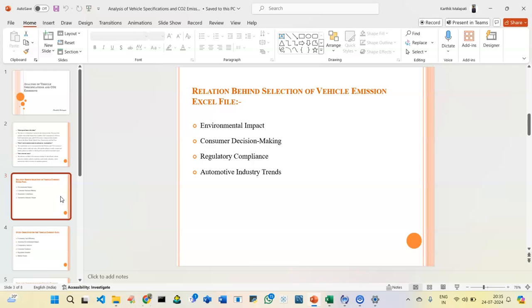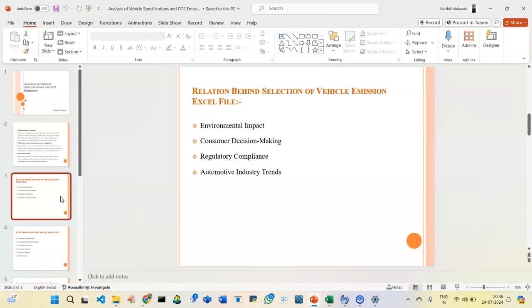The second one is consumer decision making. Consumers are becoming more environmentally conscious. The data has potential: car buyers can make informed decisions by comparing the fuel efficiency and emission levels of different vehicle models. Third is regulatory compliance. Governments and regulatory bodies use such data to set and enforce emission standards. Analyzing this data can provide insights into which vehicles meet these standards and which do not.